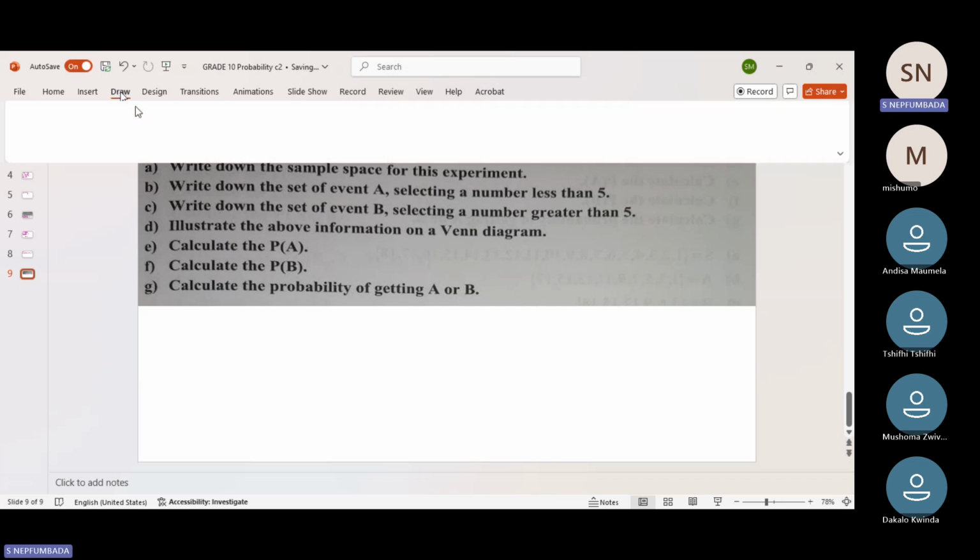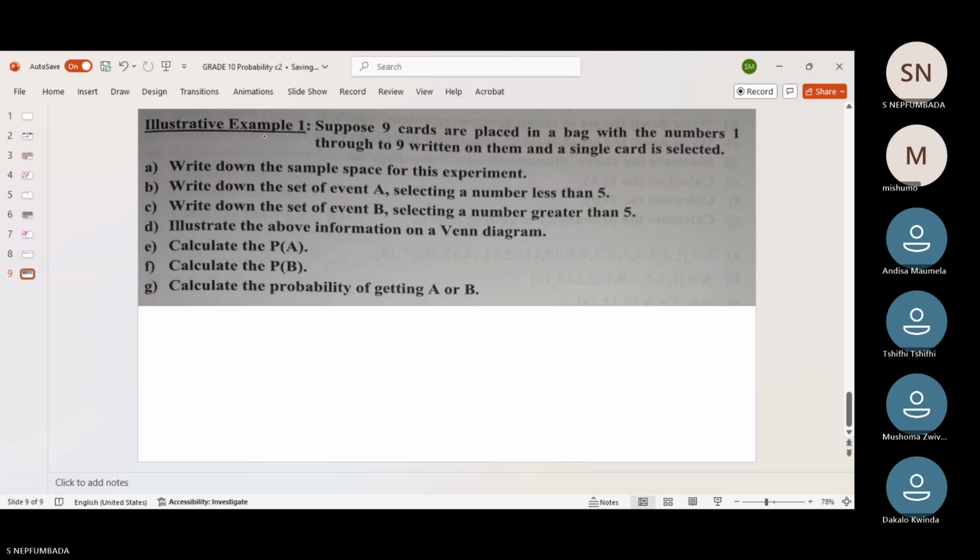Well, they say suppose 9 cards are placed in a bag with the numbers 1 through to 9 written on them and a single card is selected. They say write down the sample space for this experiment. How many cards do we have? 9 cards. So our sample space is 1 to 9.